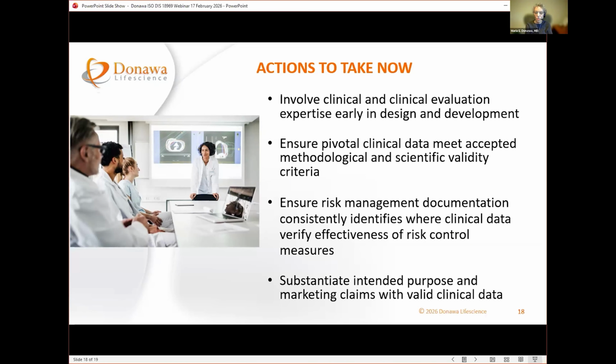And the final activity would be, don't forget about marketing claims. Think about them early on and try to include them so that they are substantiated by data and not left out, so that you don't have to actually eliminate a marketing claim. So with that, that's it for me, and hopefully we have time for questions.